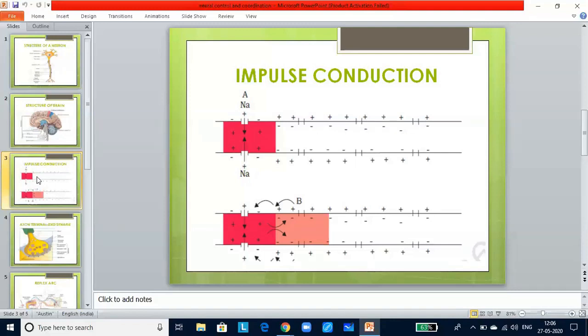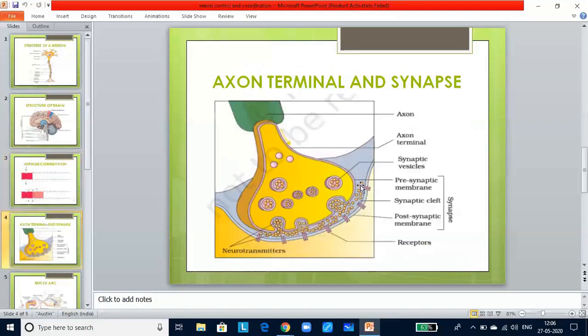The rise in the stimulus-induced permeability to sodium ions is quickly followed by a rise in permeability to potassium ions. Within a fraction of a second, potassium ions diffuse outside the membrane and restore the resting potential of the membrane. Now let us look at what happens to the impulses at the axonal terminal.